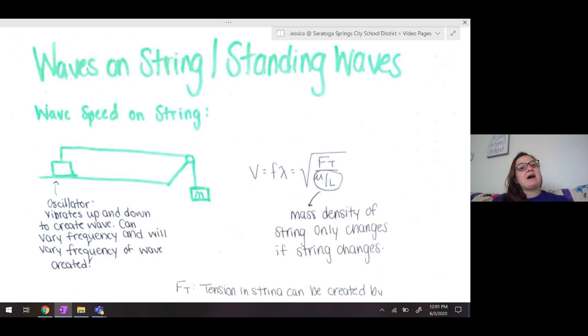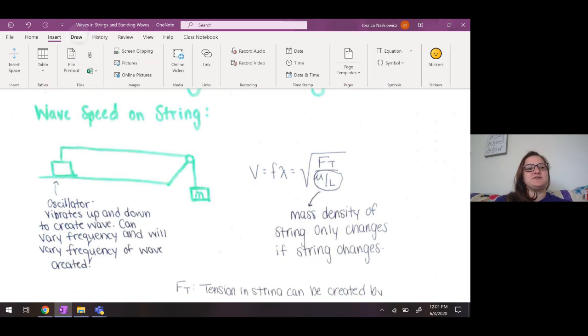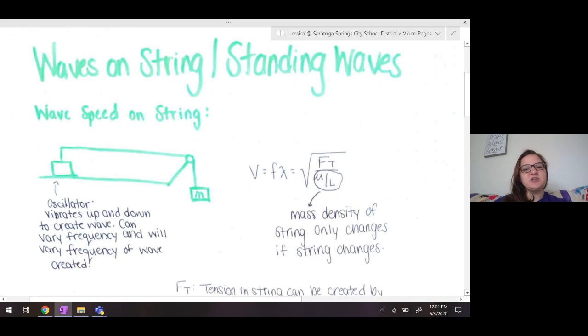That oscillator is really useful because we can vary the frequency that the oscillator bobs up and down at, which can vary the frequency of the wave created. The waves on the string still follow the v equals f lambda equation. That part still holds true. So as we vary the frequency of the oscillator, the wavelength of that wave is also going to change.